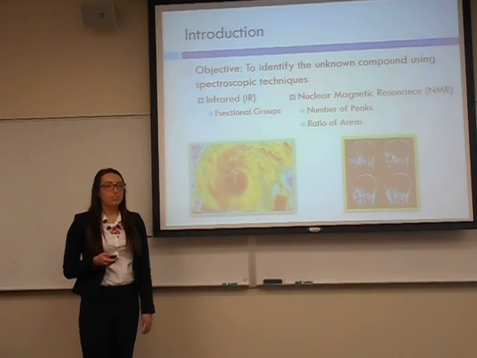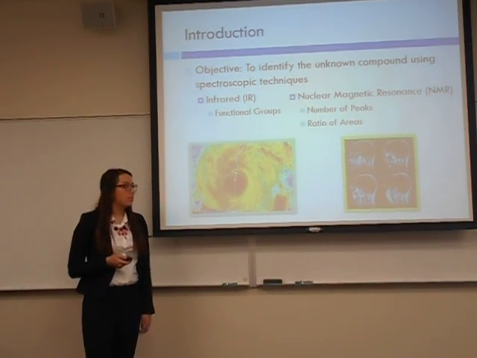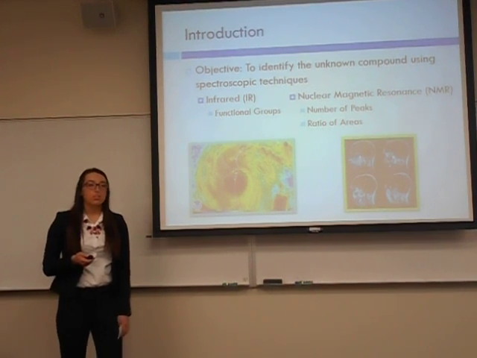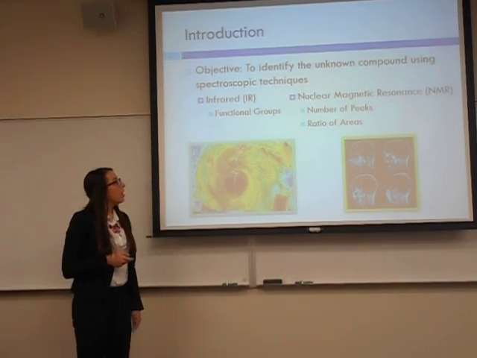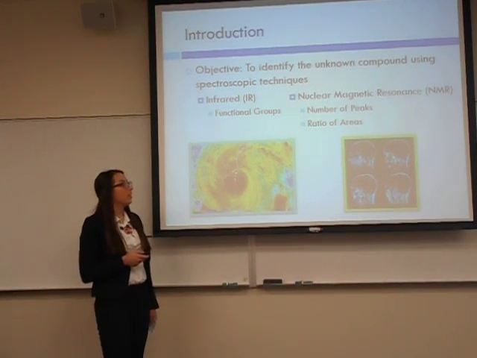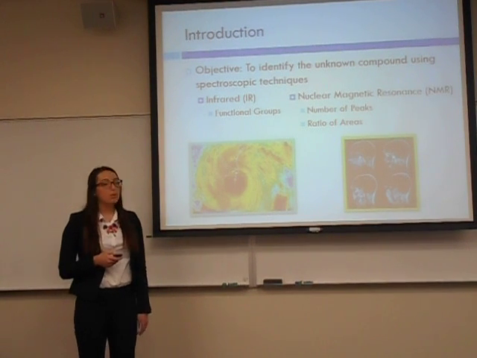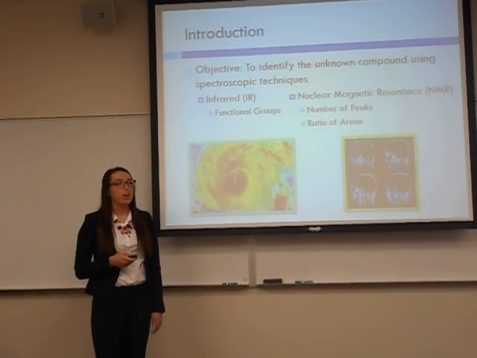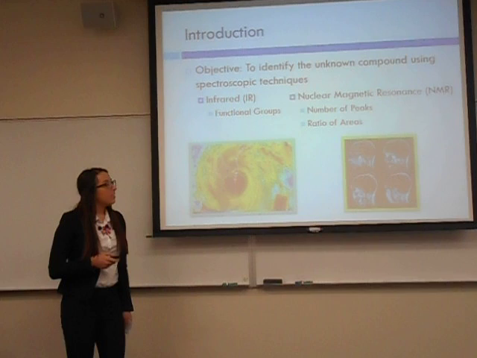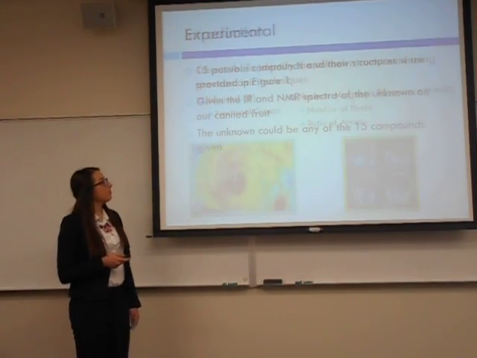The first technique is infrared, or IR, which will help us determine the functional group of our unknown substance. Infrared technology is also used in tracking hurricanes. The other type of spectroscopic technique we will use is nuclear magnetic resonance, or NMR. NMR will help us determine the number of peaks and the ratio of areas of our unknown substance. This type of technology is also used in brain scans or MRIs.